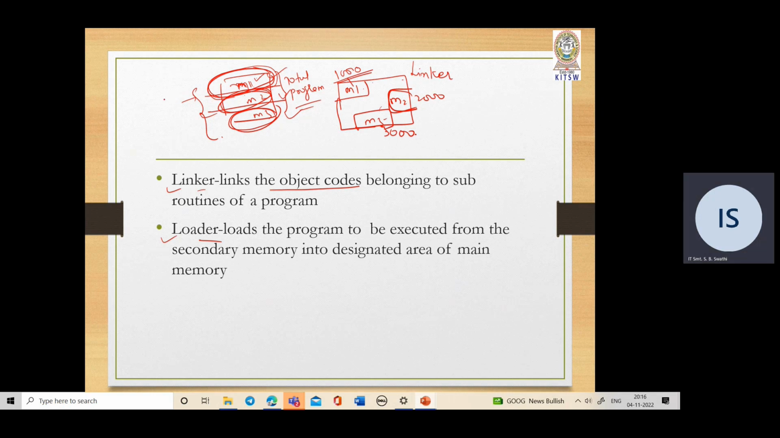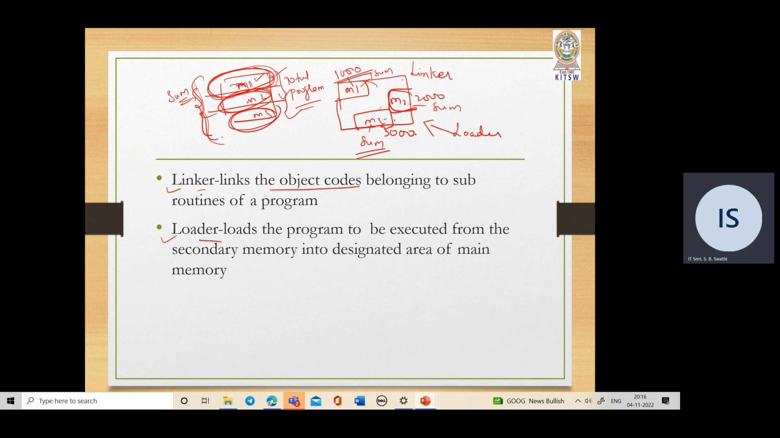Suppose the program name is the sum of two numbers. So for the sum of two numbers, it will indicate that this is the first module, this is the second module, and this is the third module for the sum. And when you try to fetch the result of the total modules, then the loader will come into the picture. Now the loader tries to fetch the result from M1, M2, M3, and then it shows the result as the total result of the program.